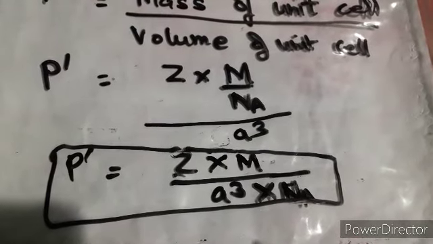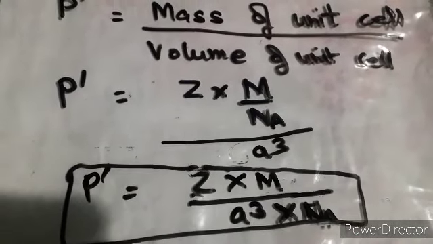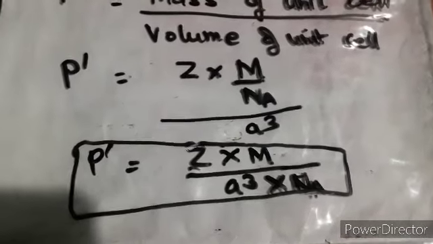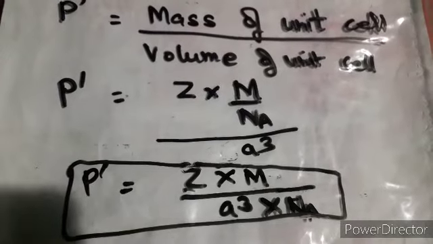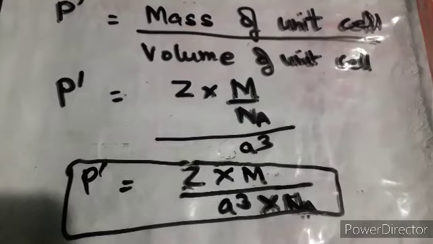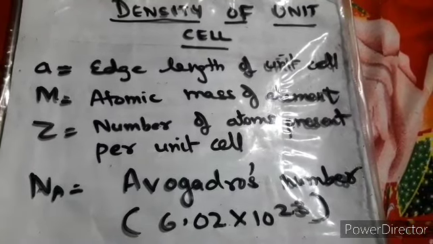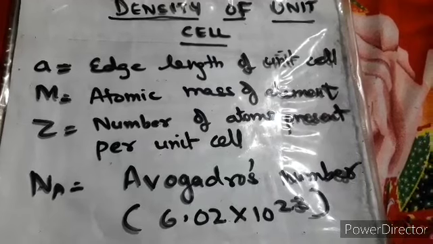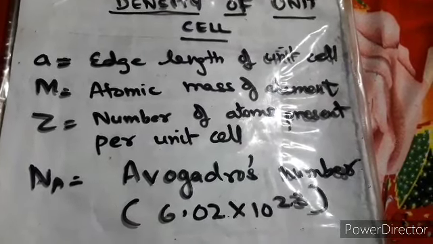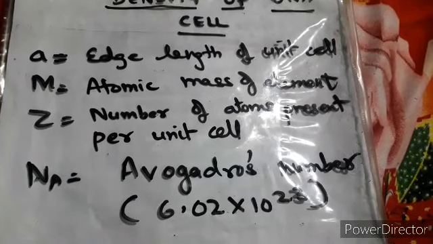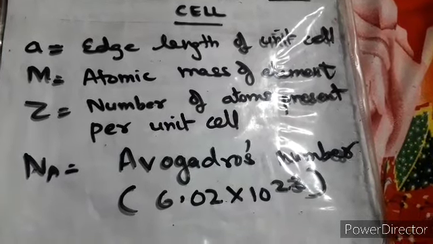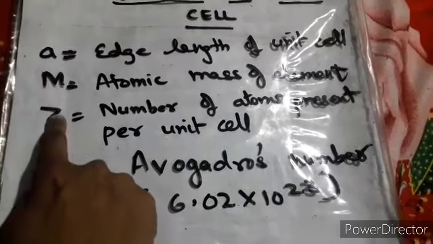Now let's see what is Z, what is M and what is A. My space is small, but still I'm trying to write it, or I'll remove this and then write it down on the paper, so that you can understand what is Z, what is M, what is a cube, and what is Na. Now you can focus on it, and I have written what A, M, Z and Na mean. You can copy it: A is the edge length of the unit cell, M is the atomic mass of the element, Z is the number of atoms present per unit cell. Please focus on this Z, it will change every time.